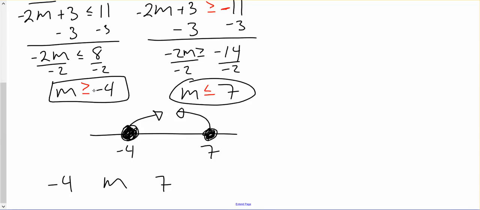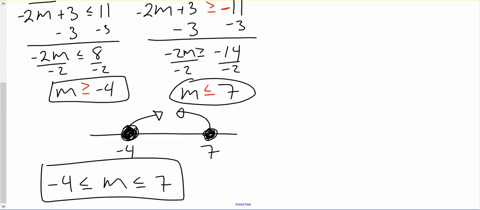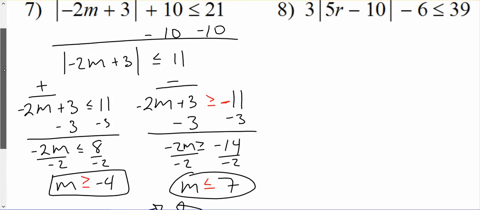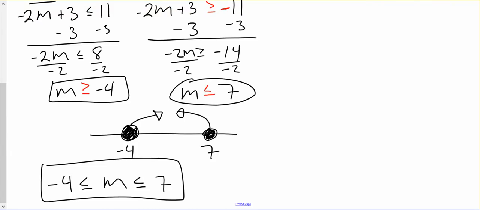We look at this, what were we eating? We were eating the m, so we're going to stay eating the m. What were we eating? We were eating the 7, so we're going to stay eating the 7. And that's our answer. All real numbers greater than or equal to negative 4 and less than or equal to 7. How did we start off? We started off being less than or equal to, and look what it ends up being. It ends up being an AND equation.